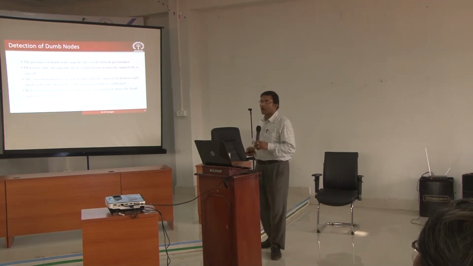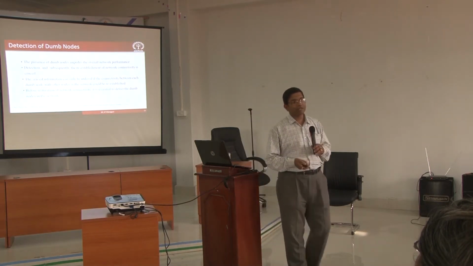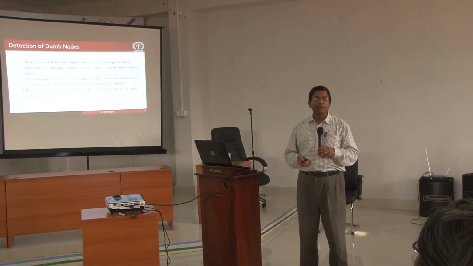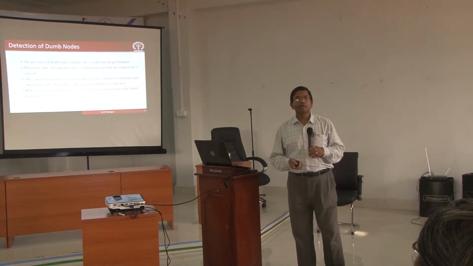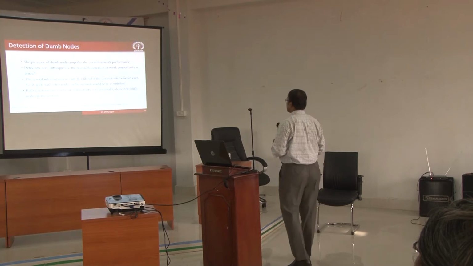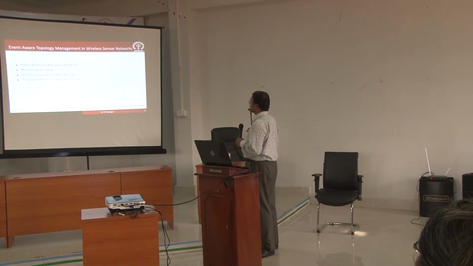Detection of dumb nodes is very important. First of all, how do you know in the network which nodes are getting affected, which nodes are acting dumb? The detection of dumb nodes is not very easy. So we came up with a solution by which the dumb nodes can be identified in an automatic manner once the network has been deployed.